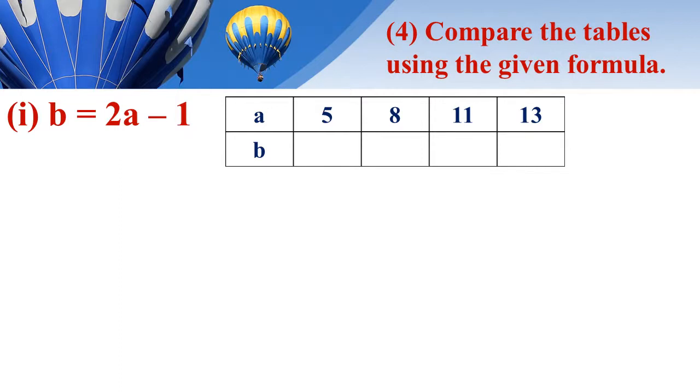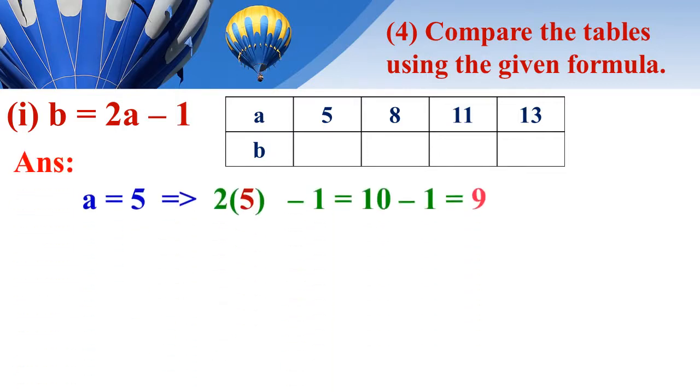So the fourth problem, compare the tables using the given formula. So here b equal to 2a minus 1. So next there are given the a values. Let us find the value of b. Using the a value we find the b value. Okay. So here the first one, a equal to 5. Let us substitute the value of a here. So 2 into 5 minus 1. So 2 5s are 10. So 10 minus 1 we get 9.